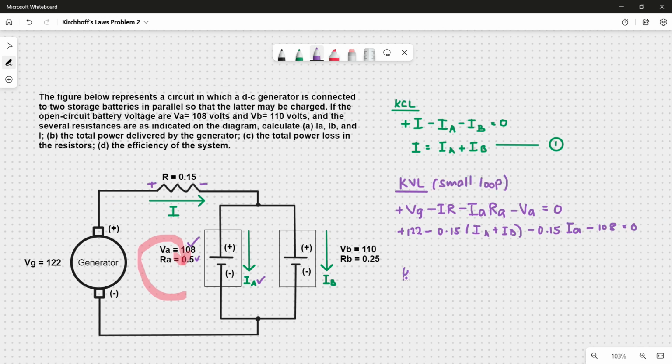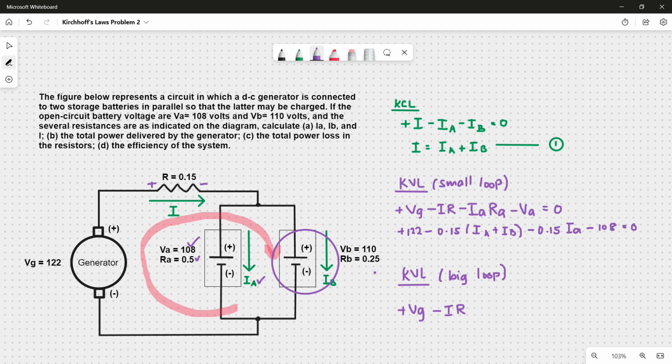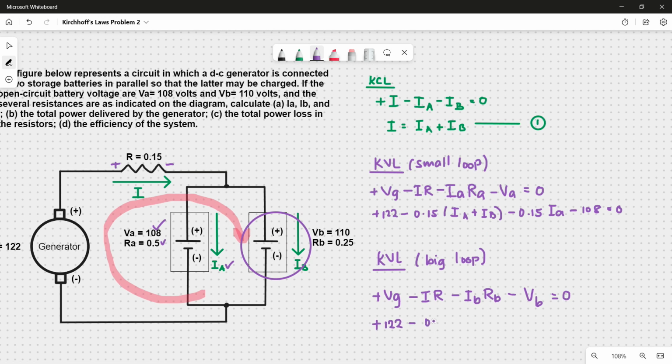Let's leave it like that for now and proceed with the bigger loop, which now involves these 3 components. Starting again with positive VG, negative IR, this one is negative IB times RB, and negative VB. Substituting the given values and also using the KCL for I.